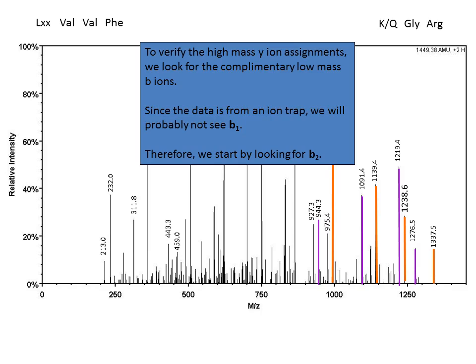So now we need to verify our assignments. We start to look for complementary ions down in the low mass range of the spectrum. Now in ion trap data, we very rarely see the B1 ion. In quad-TOF data or in Orbitrap data you would, but in this case we won't. So we're going to start looking for the mass of B2, which will be the mass of leucine or isoleucine plus the mass of valine.